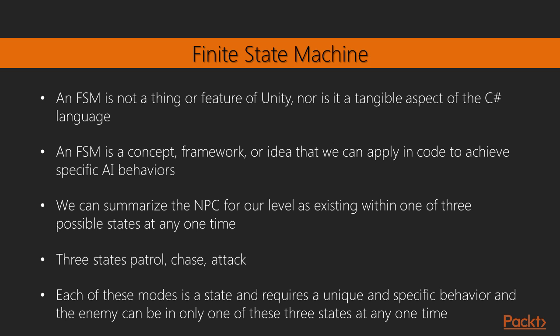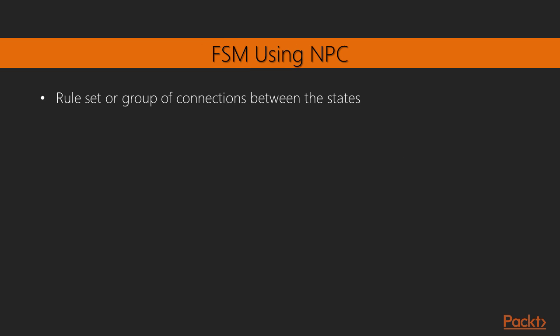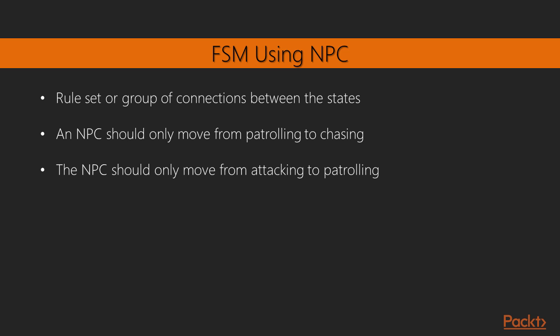In addition to the states themselves, there is a rule set or group of connections between the states that determines when one state should change or move into another. For example, an NPC should only move from patrolling to chasing if they see the player and they are not already attacking. Similarly, the NPC should only move from attacking to patrolling if they cannot see the player and they are already not patrolling or chasing. Thus, the combination of the states and rules governing their connections form a finite state machine. Consequently, any implementation in code that represents this behavior functionally is an FSM.